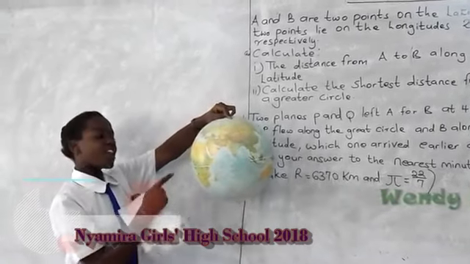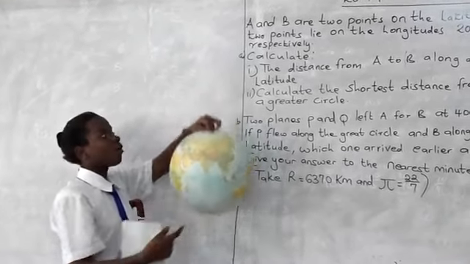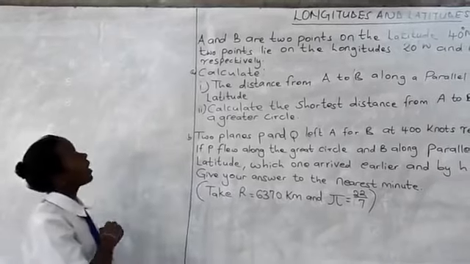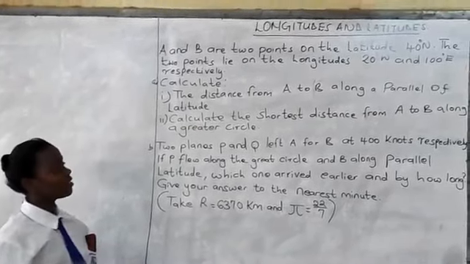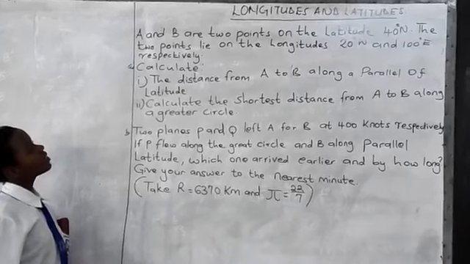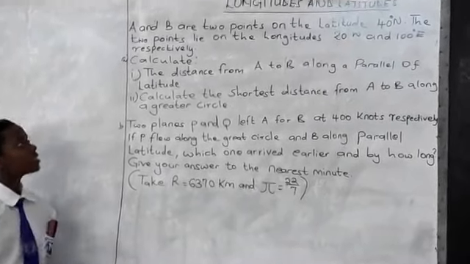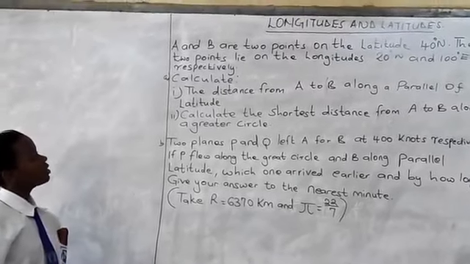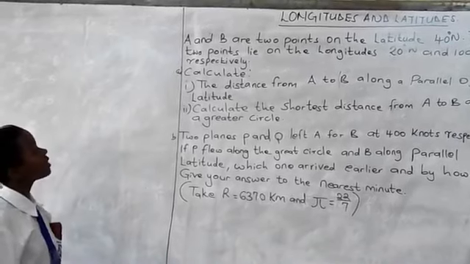Circle, then latitudes are lines that run across a great circle. Now here we have a question. A and B are 2 points on the latitude 40 degrees north. The 2 points lie on the longitude 20 degrees west and 100 degrees east. Question 1. Find the distance from A to B along a parallel of latitude.